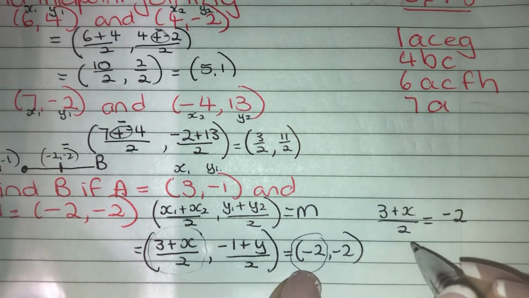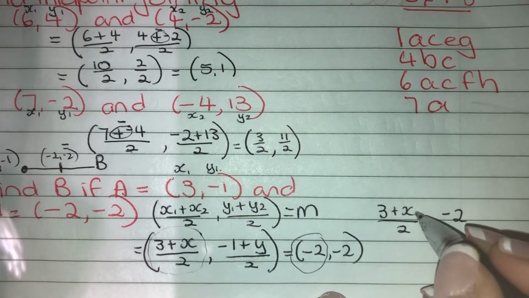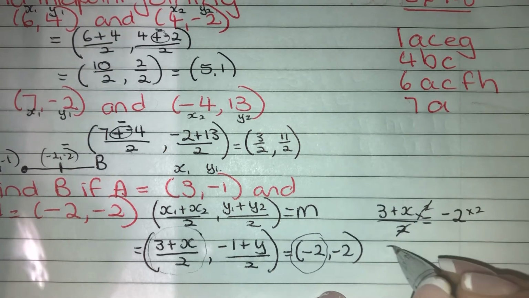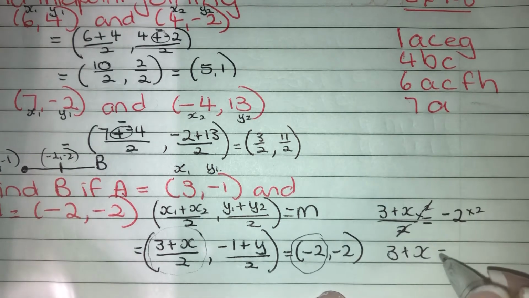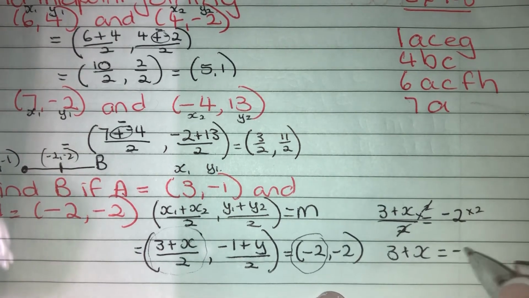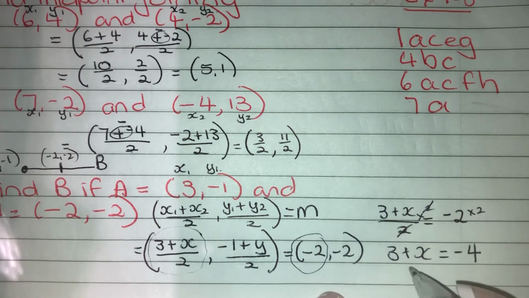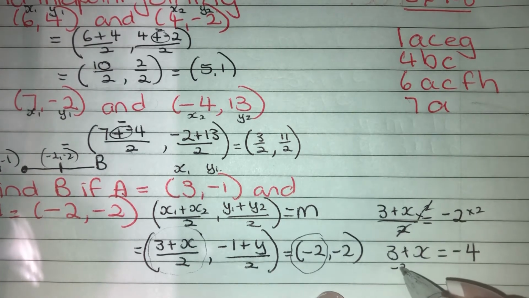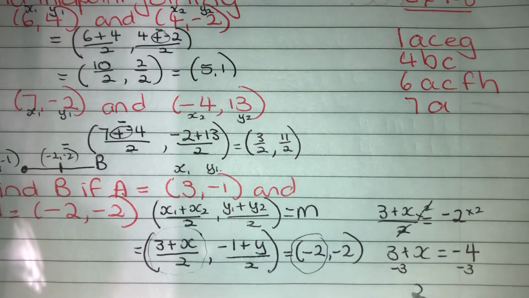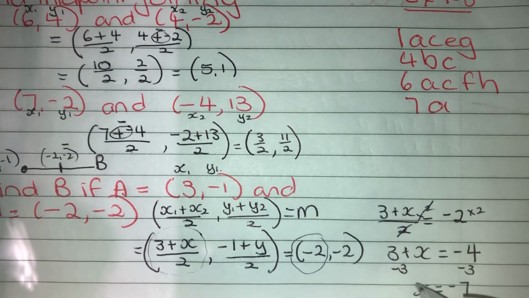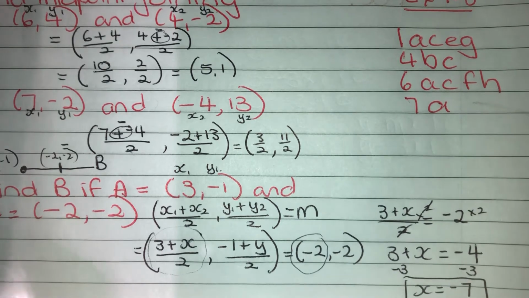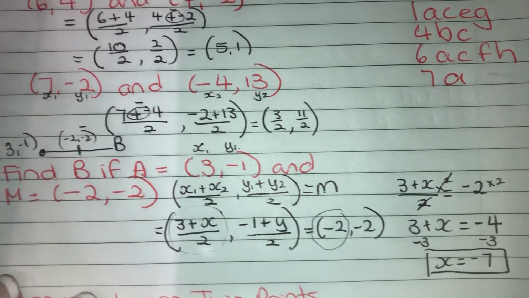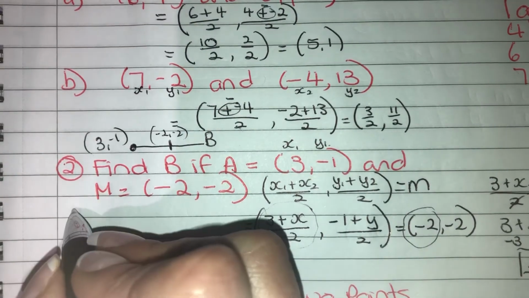All right, do some algebra. How do we get rid of divided by 2? We times 2 to both sides. This is now 3 plus x equals minus 4. We're trying to get x by itself, so we've got a 3 just sitting here, so we're going to take away 3. So we get x is equal to minus 7. All right, we've found the x, but we have to find the y, and I've run out of room, so I'm going to come back over here.